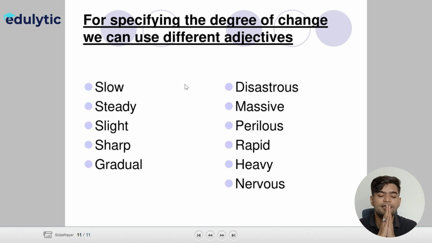For specifying the degree of change, obviously you are going to observe, highlight and analyze different sorts of changes going on in your report, line graph, or pie chart. In order to specify the degree of change, you have to use different adjectives. For example, you can use any of the words given on your screen, including slow, steady, slight, sharp, gradual, disastrous, massive, perilous, rapid, heavy, and nervous.